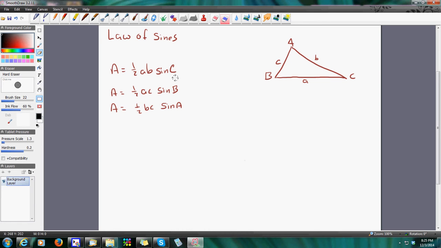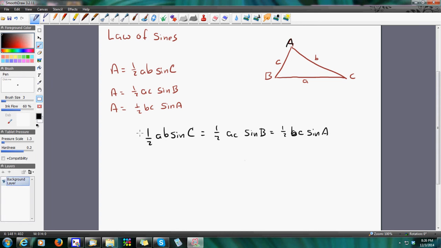Alright, so I just did a video on the area of a triangle, and there's my triangle with sides A, B, C, opposite angles A, B, and C. And we said that these were the areas. And so since these are the areas of the triangle, I can safely say that 1/2 AB sine C is equal to 1/2 AC sine B, which equals 1/2 BC sine A. And here's the neat thing about it.